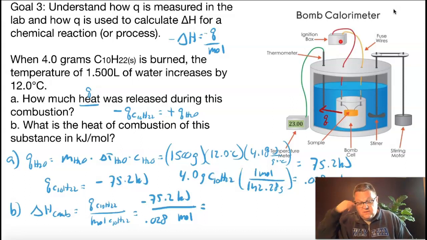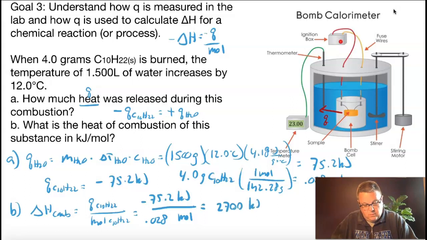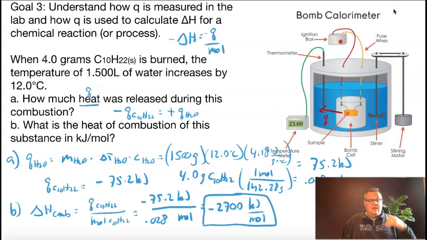And when I put that into my calculator, I get 2,674. To 2 sig figs because of the 4.0 grams, I get 2,700 kilojoules per mole, and my answer is negative, which just means every time I burn 1 mole of C10H22, I release 2,700 kilojoules of energy. Okay. Yep. All right, let's move on to another example.